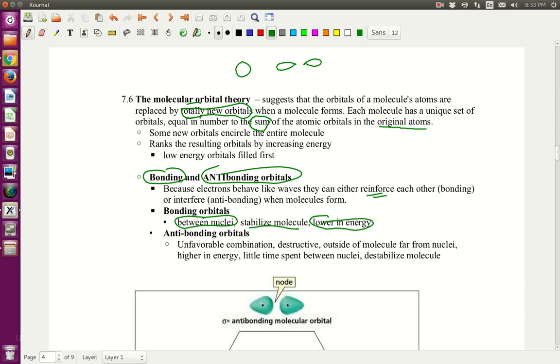Antibonding is an unfavorable way of putting things together. They're destructive, just like waves that interfere are destructive. And they're on the outside of the molecule and far from the nucleus. They have higher energy, and they spend very little time between it.